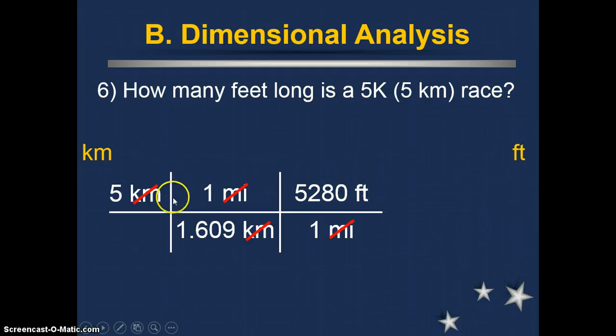The only thing I have left, so on my calculator, type 5 times 5,280, hit enter, and then divide that, but there's only one number in the bottom. 1.609 times 1 is 1.609. So in your calculator again one more time, 5,280 feet times 5, divide that by 1.609, you will get 16,408 feet.